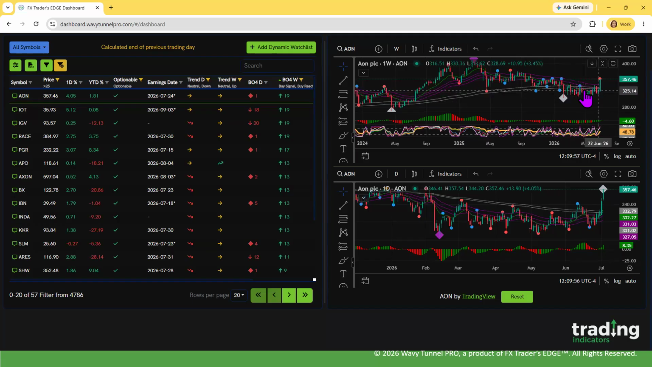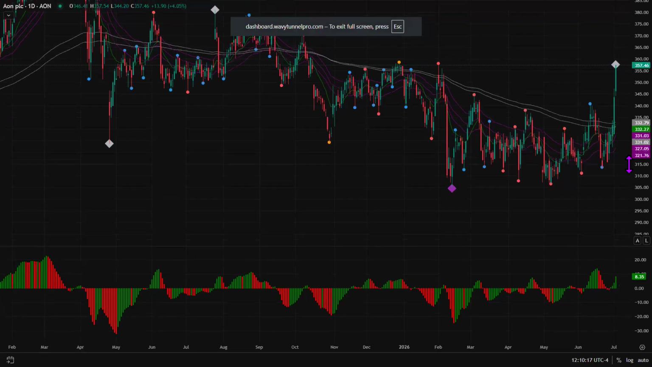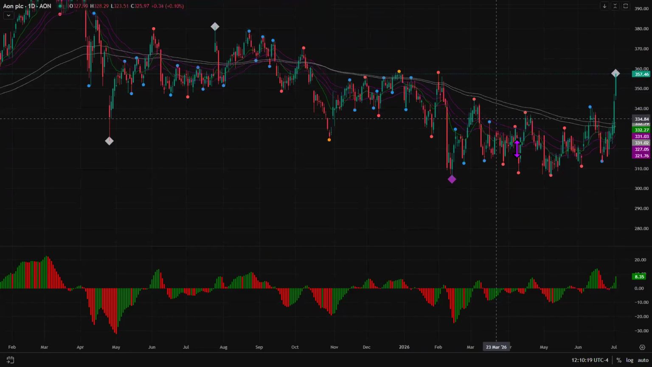This is sideways price action. We never made a new low, but we haven't accelerated higher. You can see the equivalent on the daily chart is a purple semaphore. In this case, the wave is below the tunnel. I'll blow it up for you. The wave is below the tunnel because we're in a downtrend. We're in a downtrend on the daily.